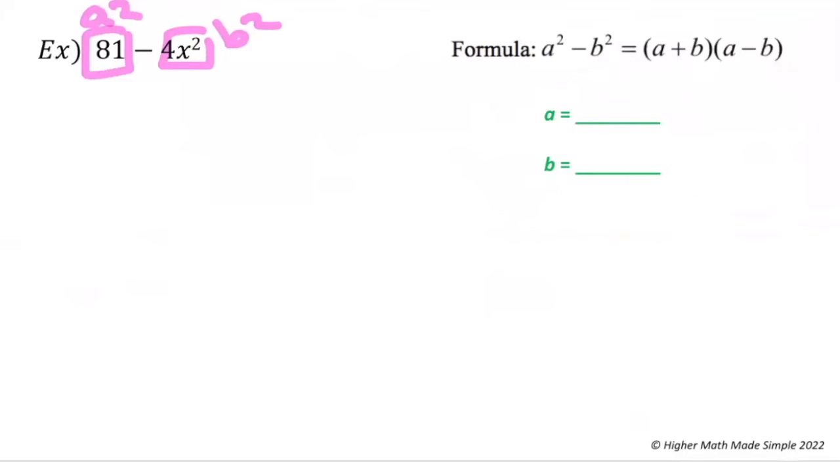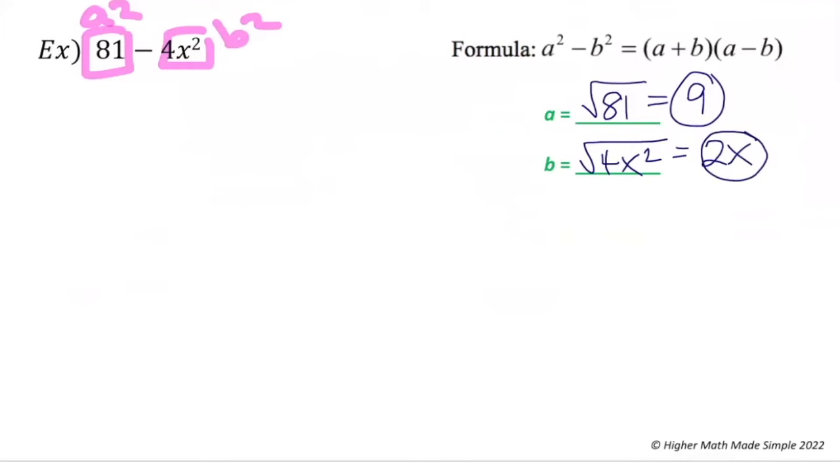Okay, so what is the a term? It's going to be the square root of 81, which is 9. So a equals 9, and b is going to be the square root of 4x squared, the second term. So what times itself is 4x squared? 2x. And if you're not sure, again, you can do a check. Perfect square means you can split it up as a product of something times itself. 2x times 2x is 4x squared. So you know that works.